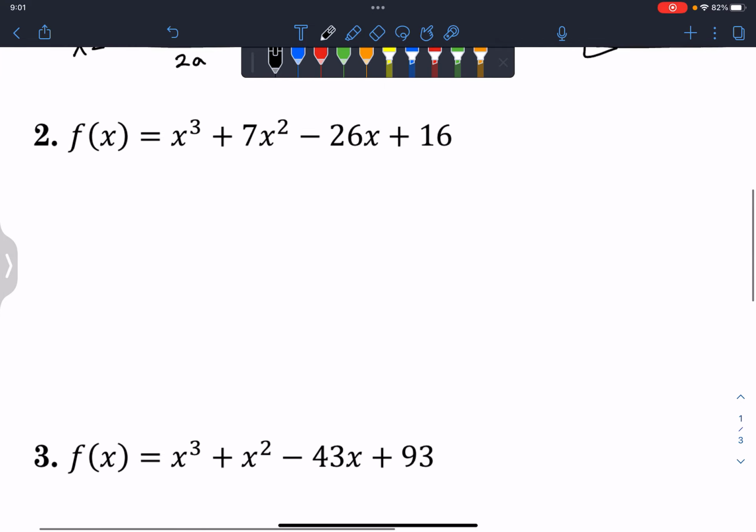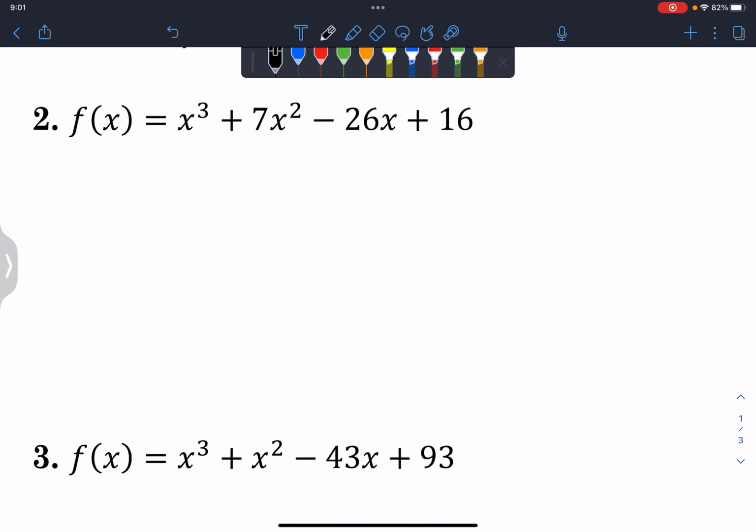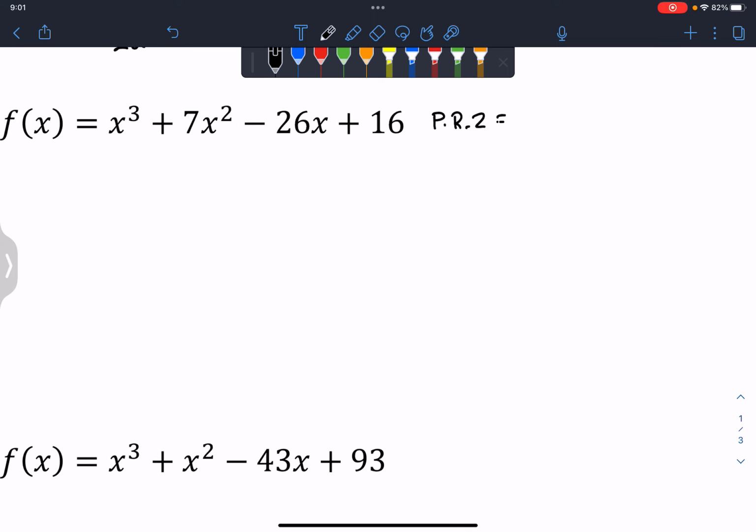Let's look at example number 2 now. Same situation here. We want to start by looking for the list of possible rational zeros, which would start by getting the factors of the constant 16, and dividing them by the leading coefficient, which is 1. Let's start with 2. Let's get 2 divided by 1, that's going to be 2. So let's try positive 2. Let's see if positive 2 works.